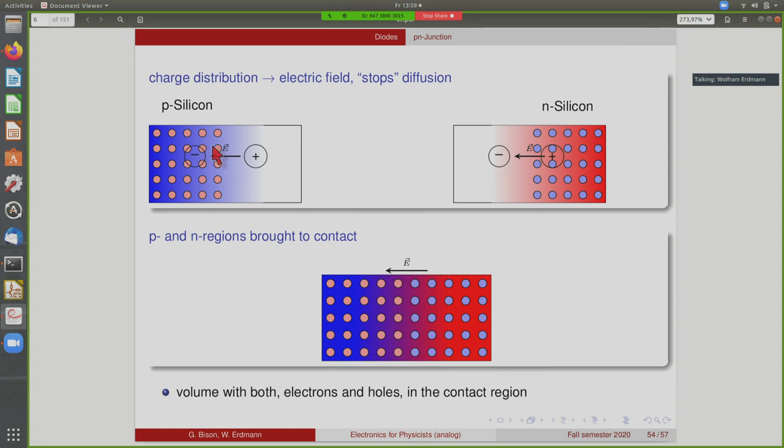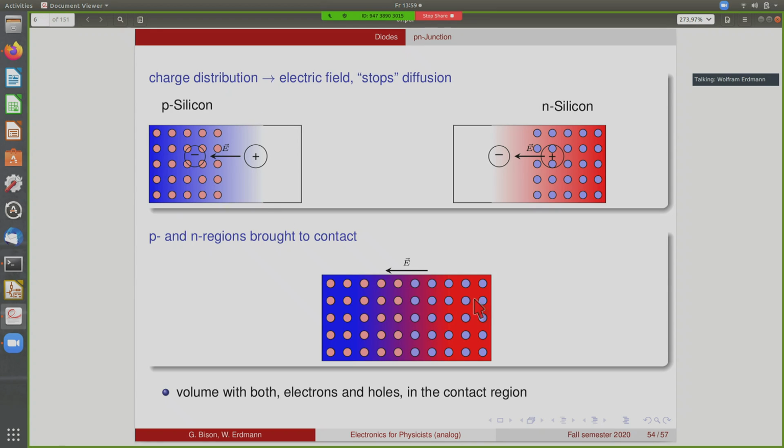This diffusion then will eventually stop because this field grows larger and larger, and at some point we have an equilibrium between electric field, which causes a drift current, and the diffusion current into the region of lower density. At that point, we can then, as a thought experiment again, bring the two together. So we put the N region here and the P here and we get this.